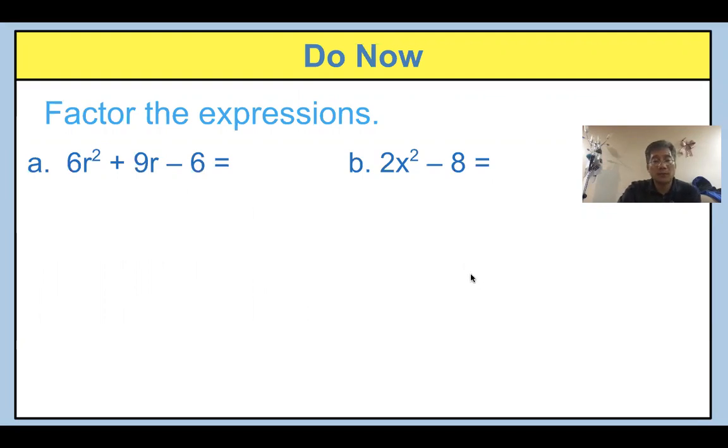All right, let's go over this together. What is the GCF, greatest common factor, among all these three terms? Yeah, 3, right? So you take out 3 as a common factor. So 3 times 2r squared, plus 3 times 3r is 9r, and 3 times minus 2 is minus 6. And then you put this, now what do you do?